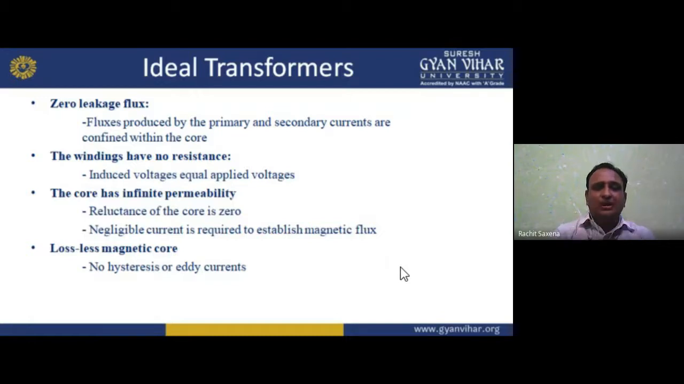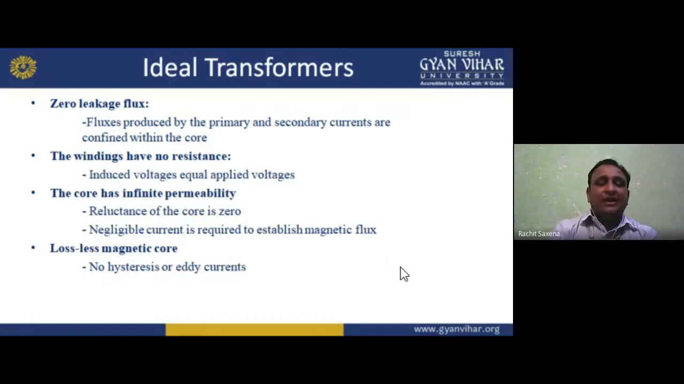In the ideal transformer, zero leakage flux is produced by the primary and secondary currents, which are confined within the core. No leakage will be there, which means no losses. No eddy current or other loss will be there. So all flux will be mutual, not self, confined to the core. So we have loss equal to zero, so we get higher efficiency. We can say a 100% efficient transformer, but practically it is not possible.